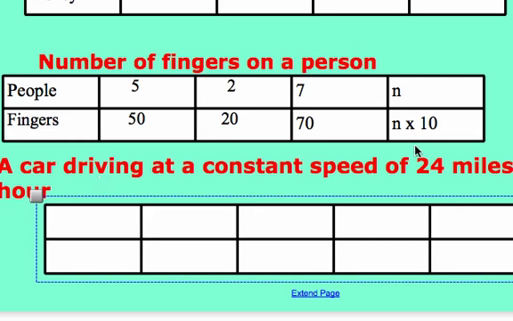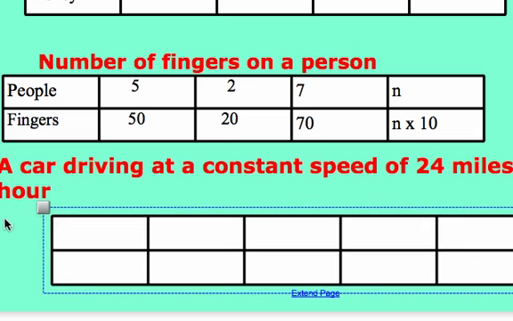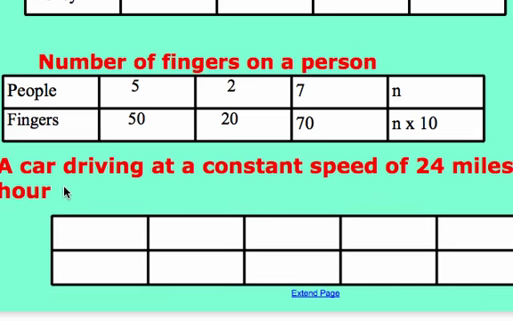A car driving at a constant speed of 24 miles per hour. I want you to try this right now. Pause the video and see if you can identify what the independent and dependent variable will be.